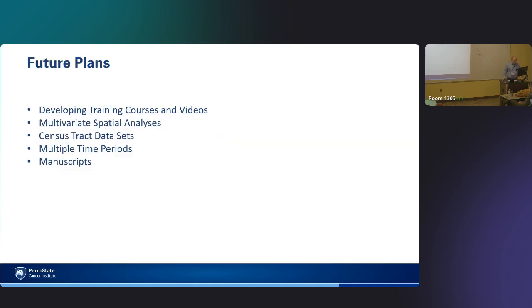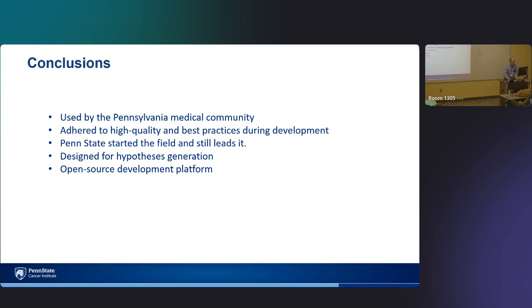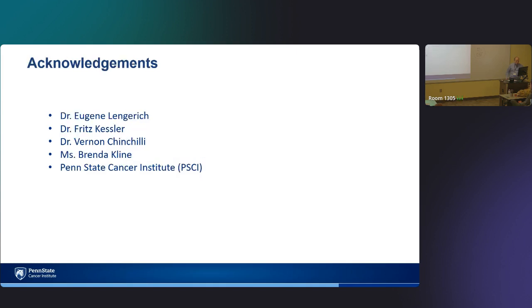And the future plans are to develop training courses in videos, multivariate spatial analysis, census tract data sets, multiple time periods, and some future manuscripts. And the conclusions: it is used by the Pennsylvania medical community and adheres to high quality and best practices during development. Penn State started the field and still leads it. It is designed for hypothesis generation and is an open source development platform. Here are some acknowledgments from people who helped me out throughout the years. And are there any questions?